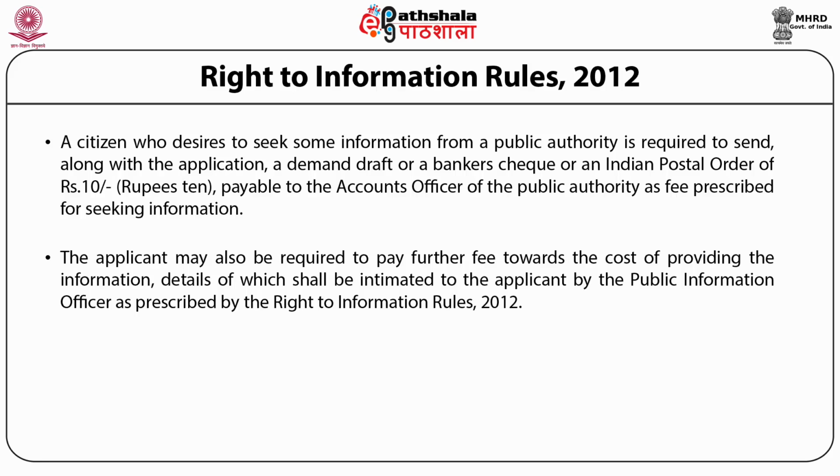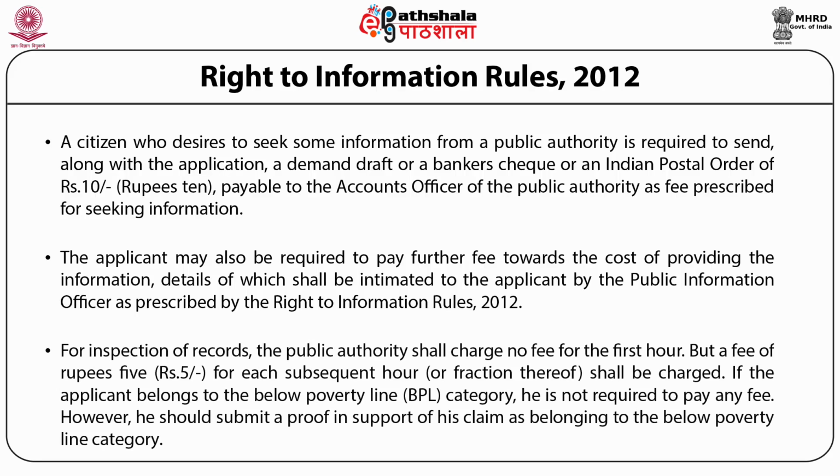The Right to Information rules also deal with the issue of inspection of records. For inspection of records, the public authority shall charge no fee for the first hour. You go to the place of the public authority, go to their office, you inspect the records, the first hour is free. Every subsequent hour, you pay a fee of 5 rupees or a fraction thereof. So if you inspect the records for an hour and a half, you pay 2 rupees 50 paise. Why? Because the first hour is free, and for the second hour, we have not taken up the entire hour, only half an hour. So they charge you 50% of 5 rupees, which is 2 rupees 50 paise.